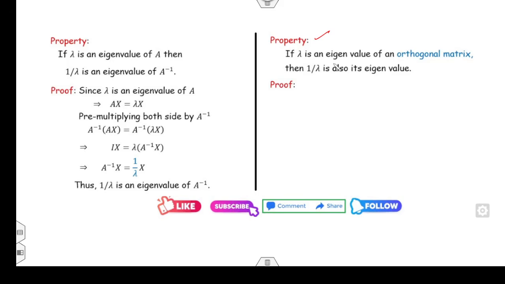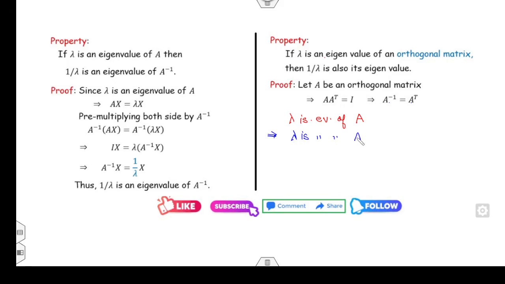Similarly, the next property is for lambda an eigenvalue of an orthogonal matrix. Orthogonal means A times A transpose is identity, or you can say A transpose is A inverse. If lambda is an eigenvalue of A, and by using the previous property, because we need A transpose, lambda is an eigenvalue of A inverse or A transpose, because A and A transpose have the same eigenvalues. Now lambda is an eigenvalue of A transpose, which is my A inverse.